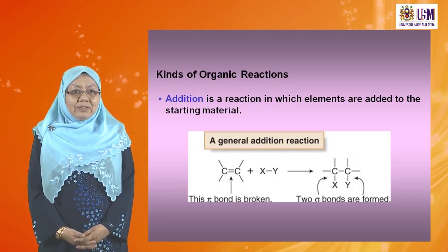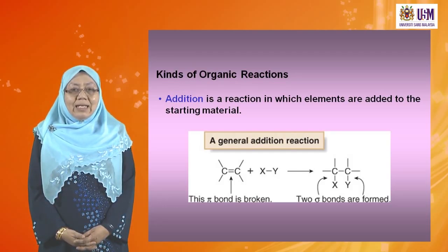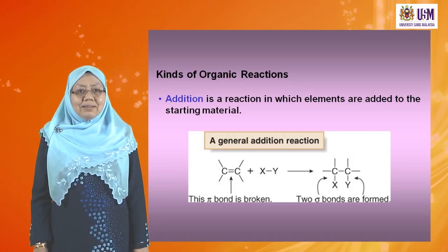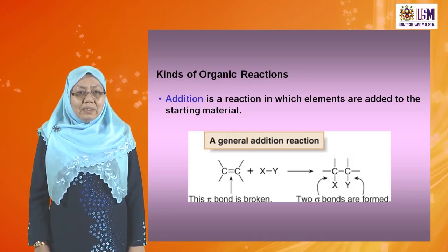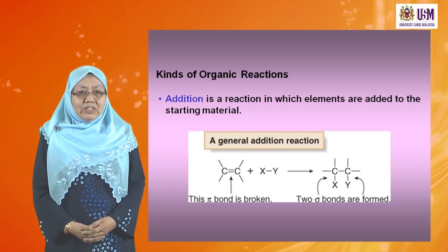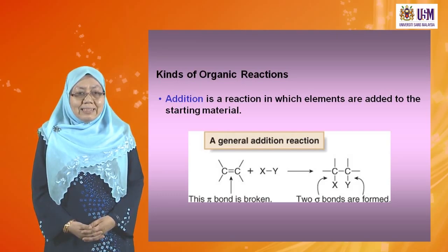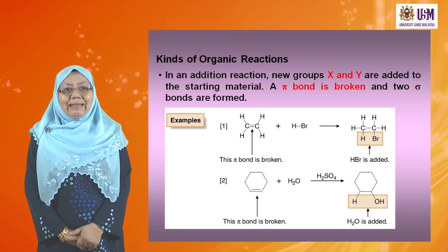An addition reaction is a reaction in which elements are added to the starting material. The starting material, we can see, has unsaturation. So when we add in a reagent like XY, we can see the pi bond is broken and two new sigma bonds are formed. Let us look at the examples of addition reaction.